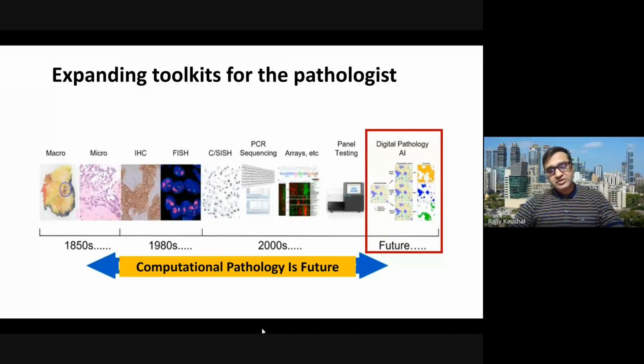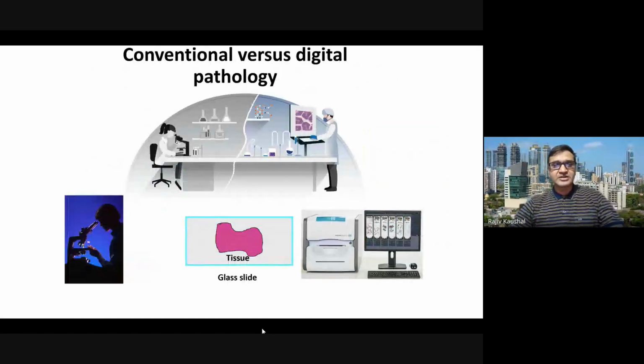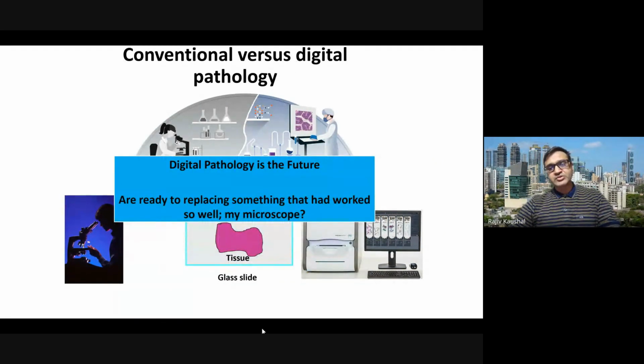Some countries have also stopped training residents on microscopes, so all their trainees are on the screen. Until we reach that stage, we can't expect to become completely digital. Digital pathology differs from conventional routine microscopy in that here we see the same things, rather than under the microscope, on the computer screen.